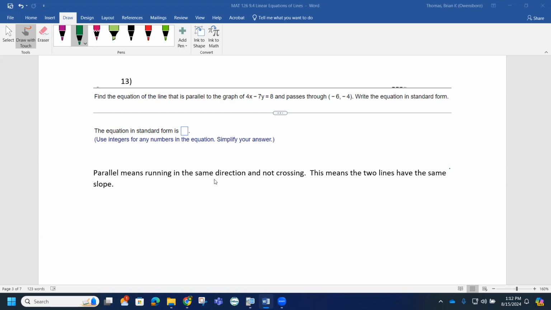So parallel means running in the same direction, not crossing. What this means is if the lines are running in the same direction, they have to have the same slope. Okay. So if I try to make a rough graph of this, you have to forgive me on my graphing, but this is just going to be a rough little sketch here. So 4x minus 7y.